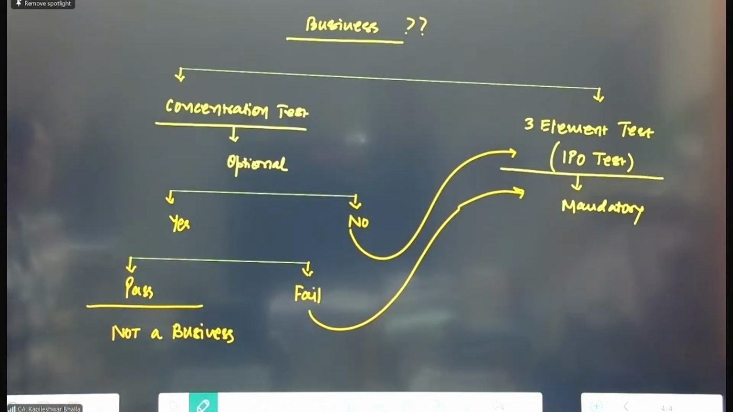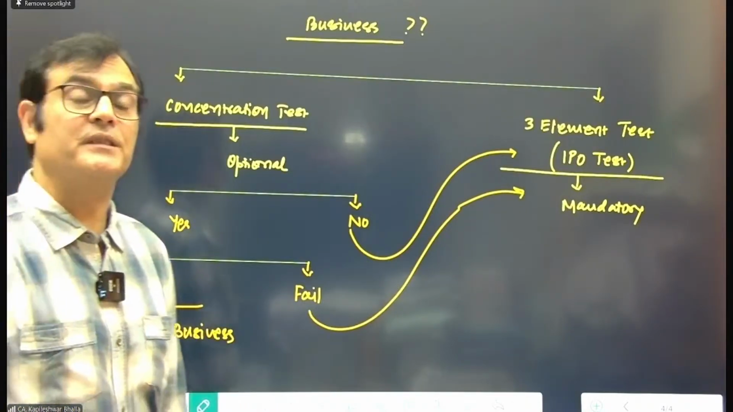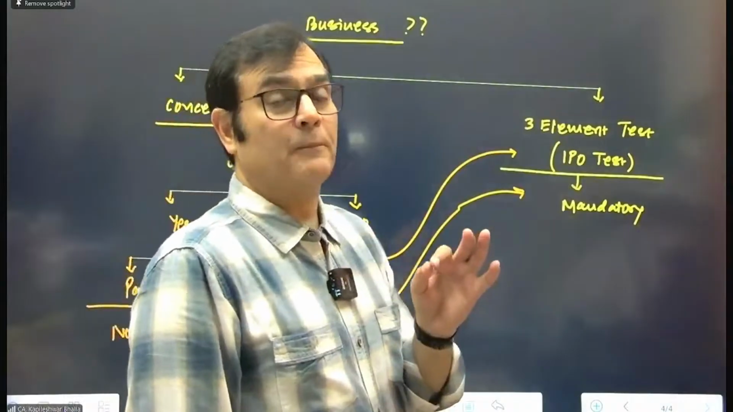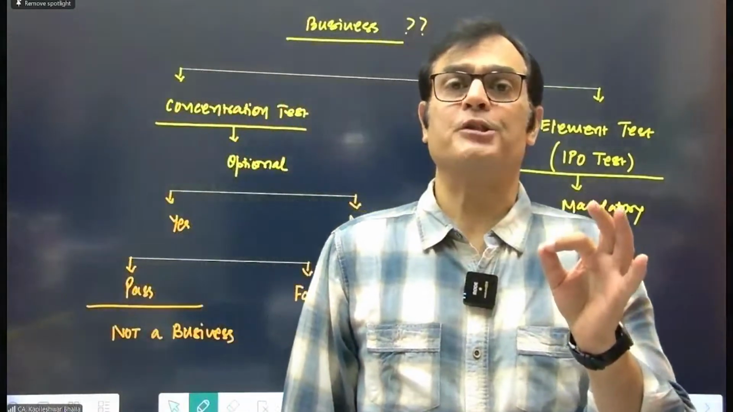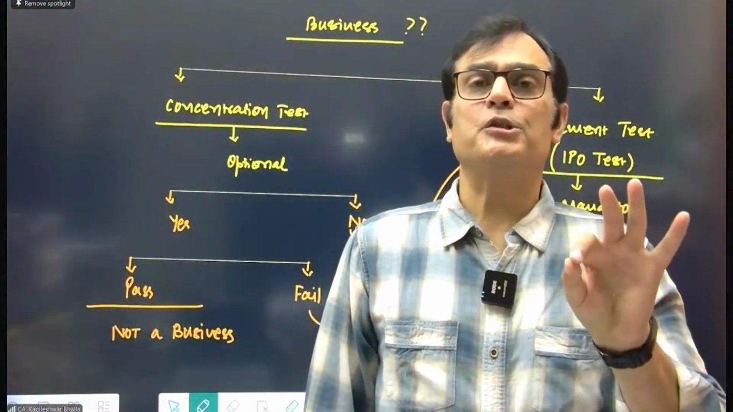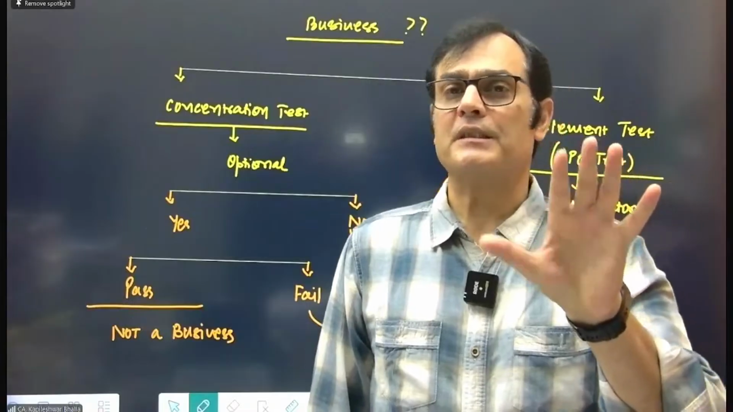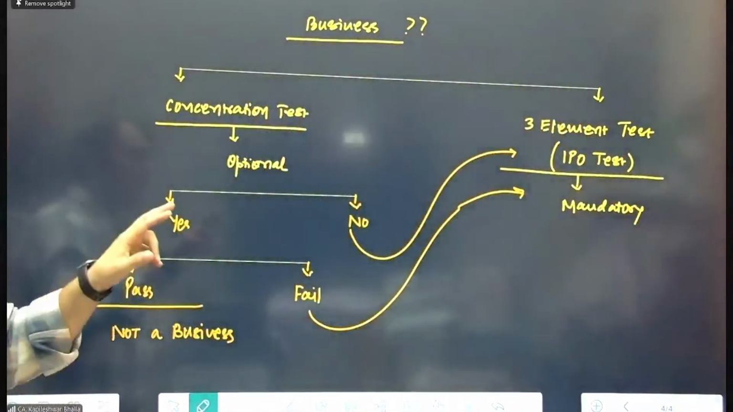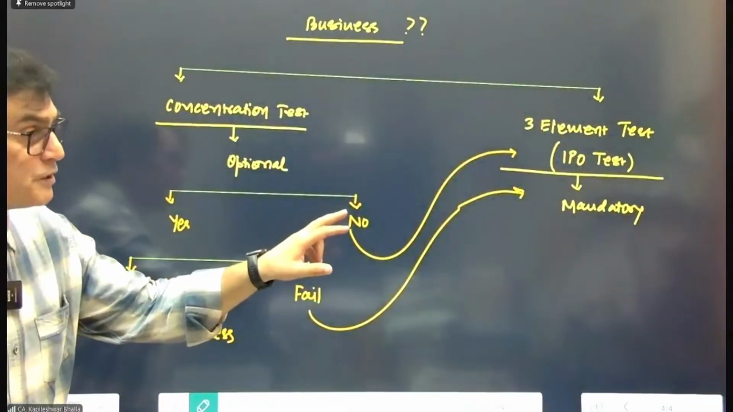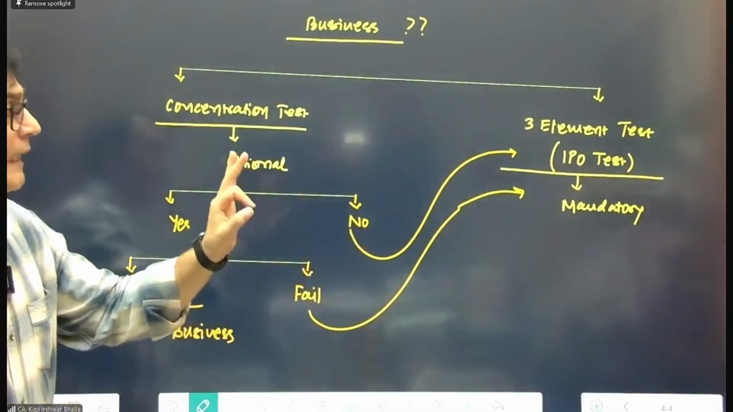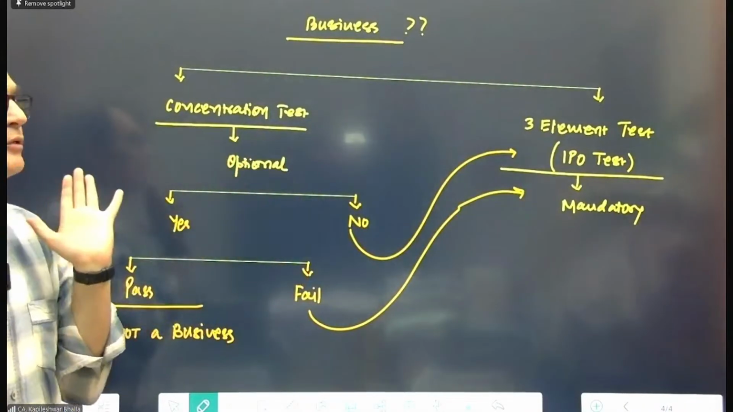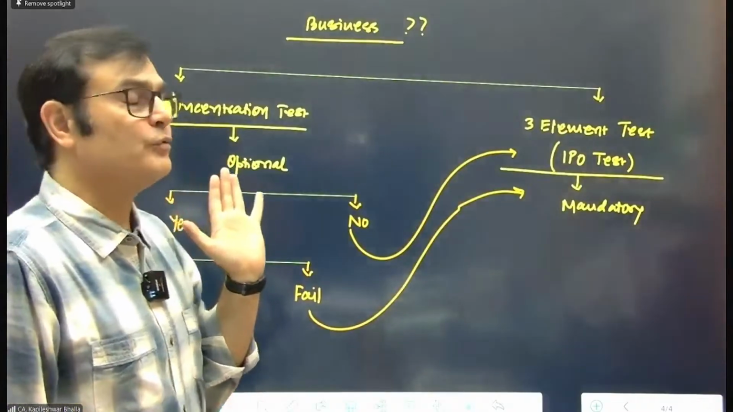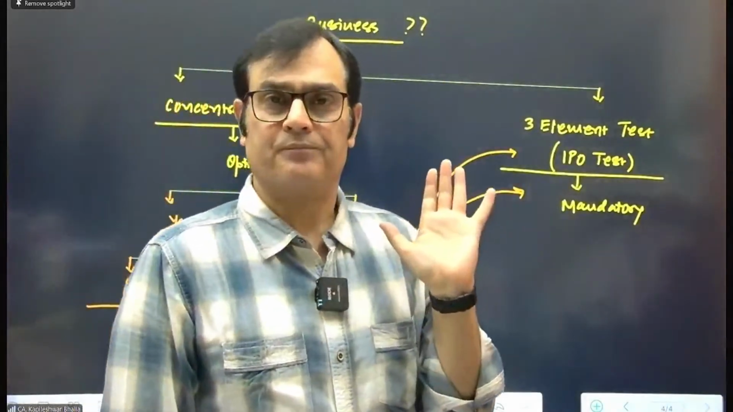So this is the interaction in terms of the test to be conducted. So if you apply the optional concentration test and you pass it, we've reached a conclusion, it's not a business. If you apply the concentration test and you fail the test, then applying the three-element test becomes mandatory. And even if you choose not to apply the concentration test, then also the three-element test is mandatory.